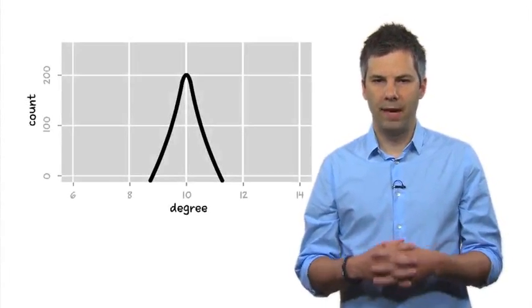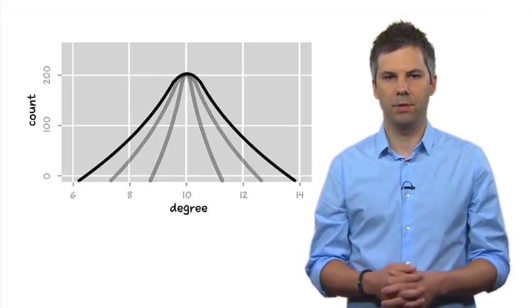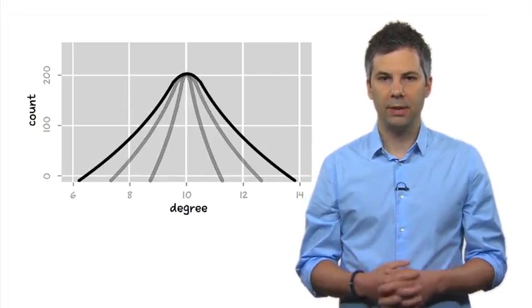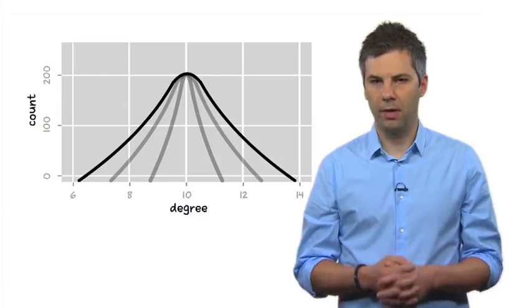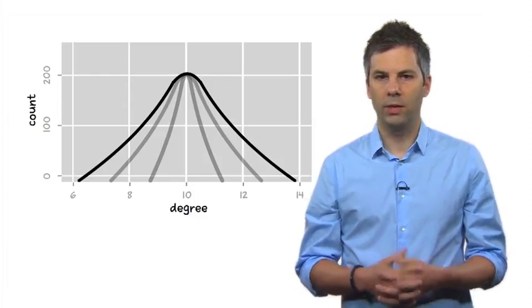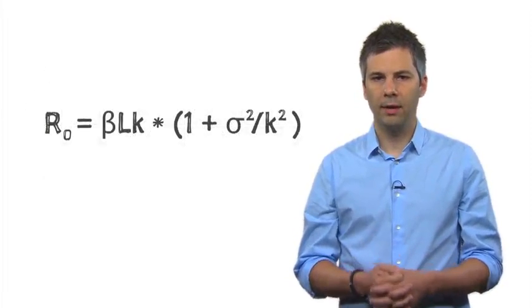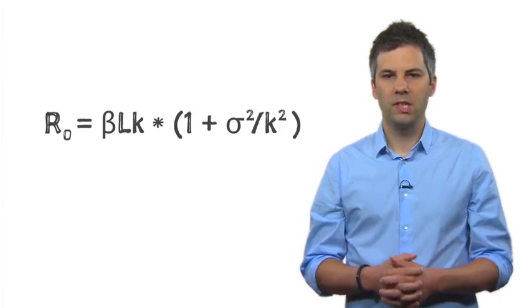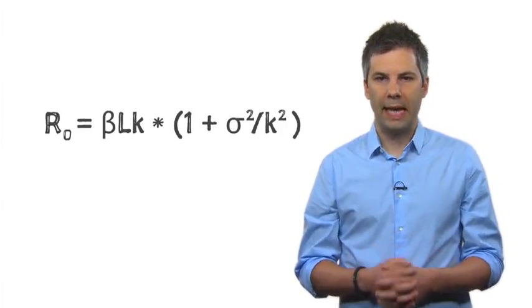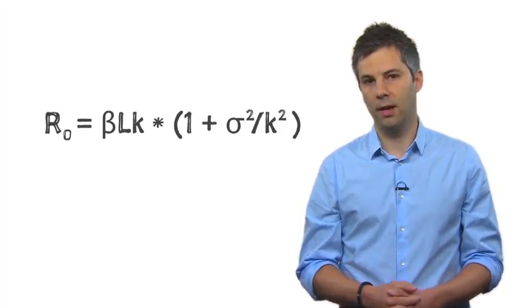In reality, though, not everybody has the exact same number of contacts. Some people have more contacts than average, others have fewer contacts. In a distribution, the variance is a measure of how far a distribution is spread out. It turns out that when all else is equal, an increase in the variance leads to an increase of R0. Mathematically, we can write the following. Here, sigma squared is the variance of the degree distribution. What this means is that the degree distribution can actually have a very large effect on R0.